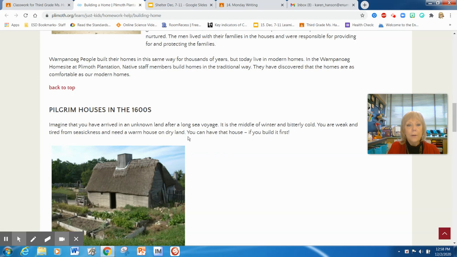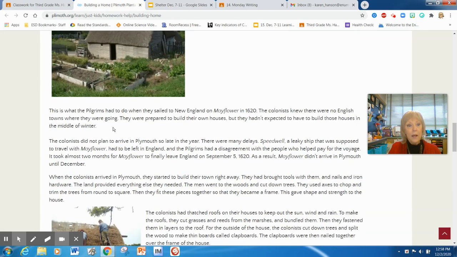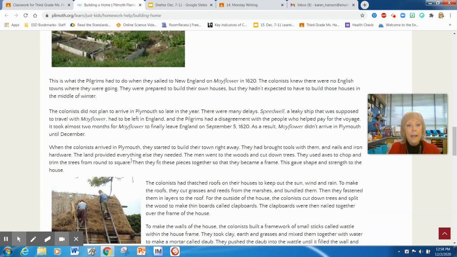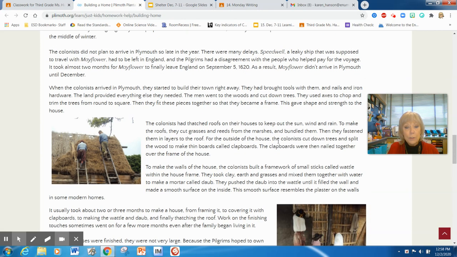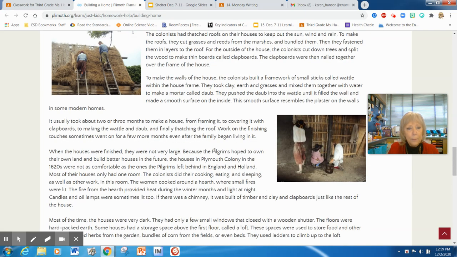Okay, so now we're down here in our Pilgrims, and we're going to look at how the Pilgrims built their homes. Okay, so the Pilgrims, they said that they were prepared to build their own homes. Now, you've read through this already, and you're going to be coming down here. And so here they had brought tools with them from when they came over, and they had everything they needed. So the men went to the woods and cut down trees. Okay. All right, so what were the women doing during that time? Does it say anything about the women helping to build the homes?